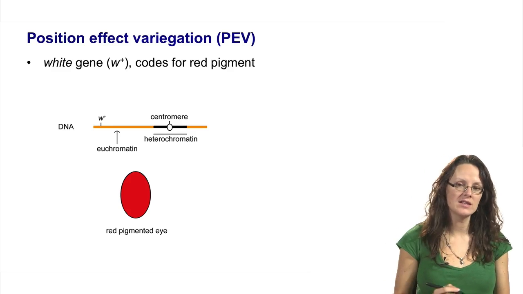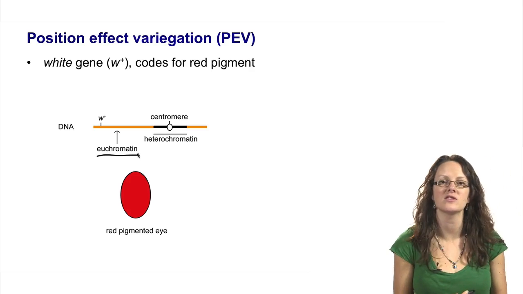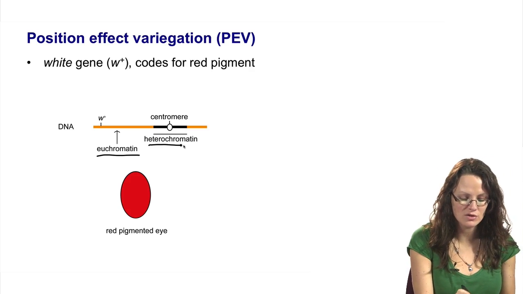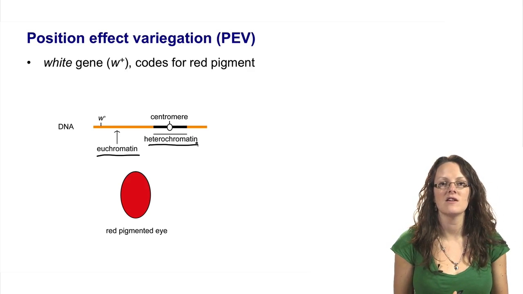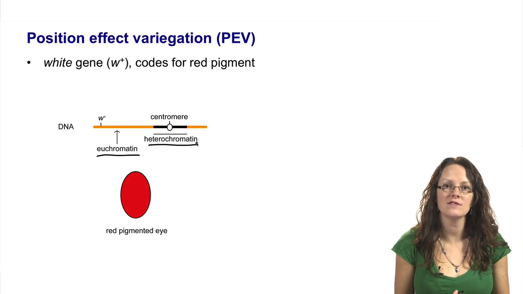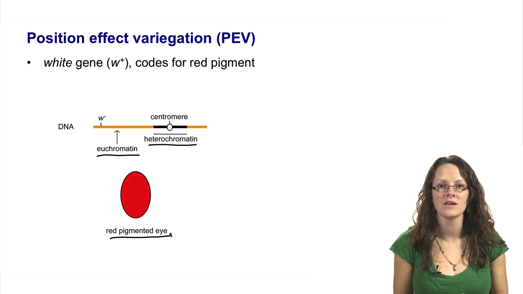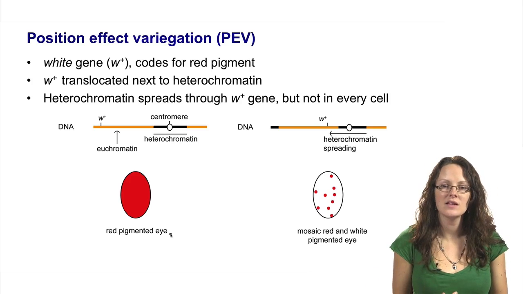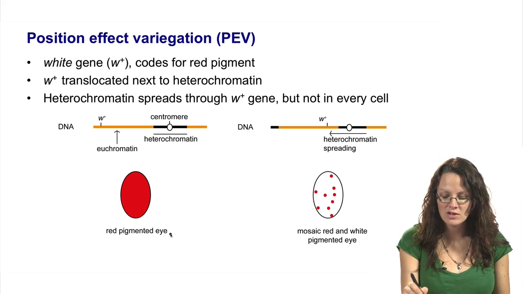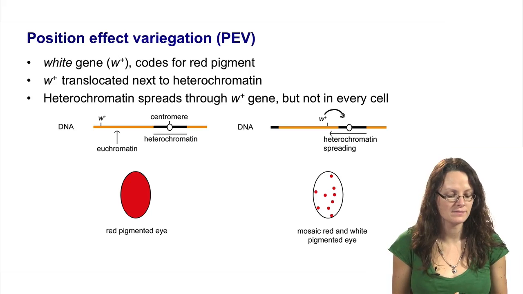We know that in the DNA, the white gene is normally located in euchromatin, so this orange euchromatin, distal to the centromere, and distal to the heterochromatin that surrounds the centromere, this pericentromeric heterochromatin. And in this case, the white gene is always active, and therefore you have a completely red eye in the fly. But sometimes what happens is that this white gene is translocated due to a DNA rearrangement, and it's then located close to the heterochromatin, which is found at the centromere.